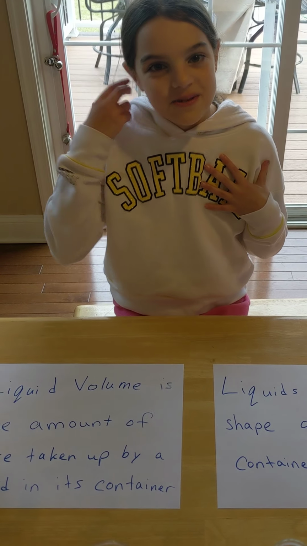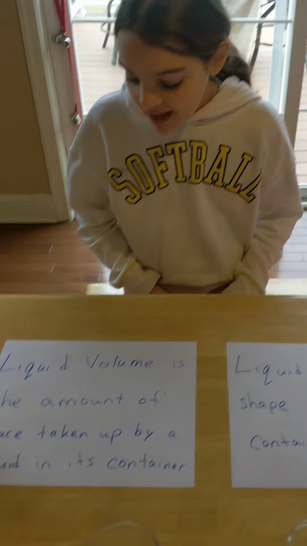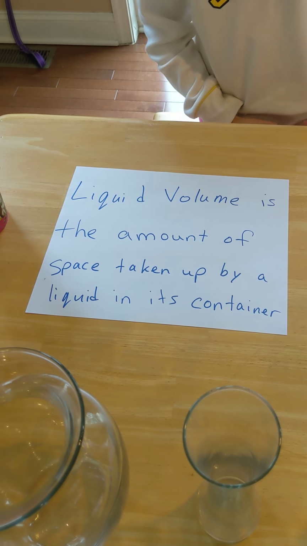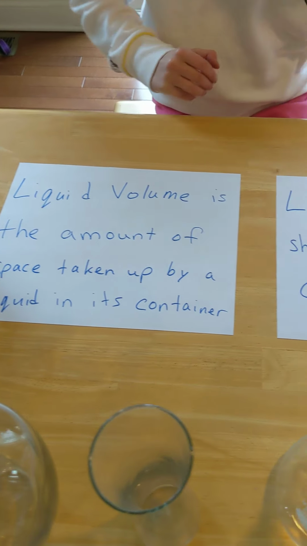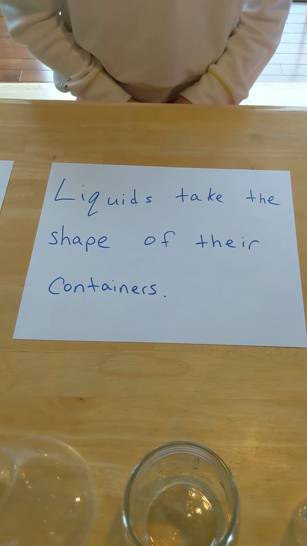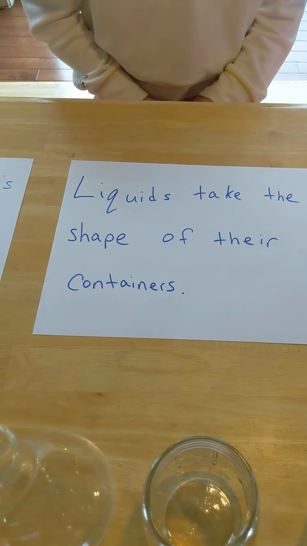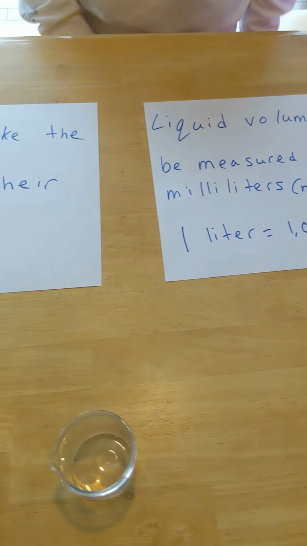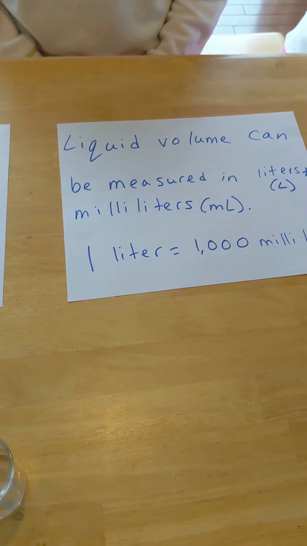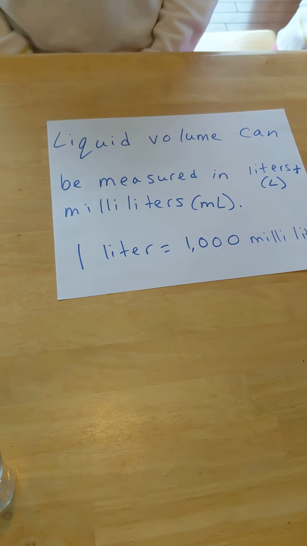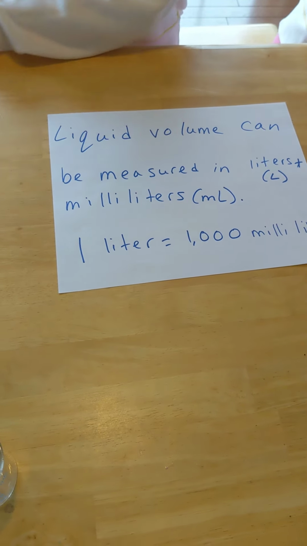And today we're going to be doing a lesson on liquid volume. Liquid volume is the amount of space taken up by liquid in its container. Liquids take the shape of their containers. Liquid volume can be measured in liters or milliliters. 1 liter equals 1,000 milliliters.